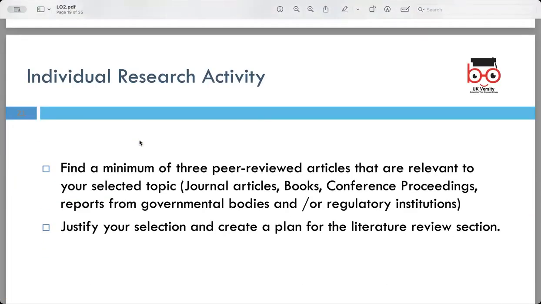Individual research activity. Any questions so far? Any concerns, questions, or anything?